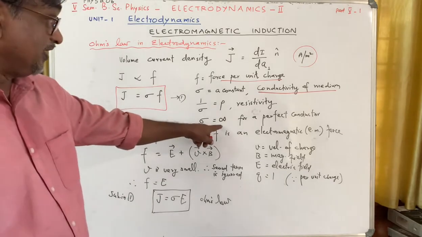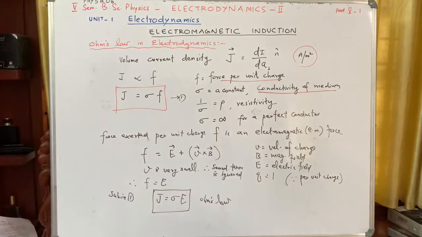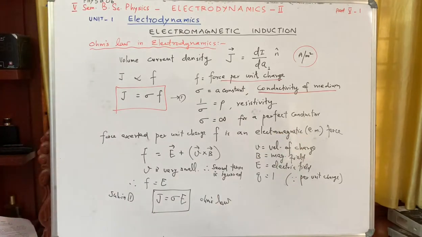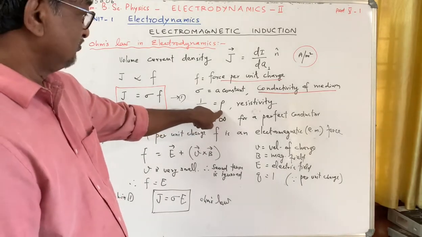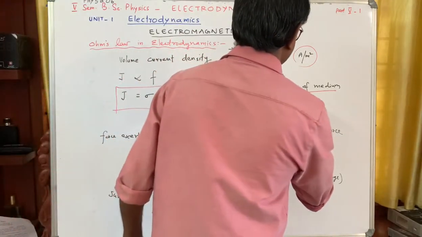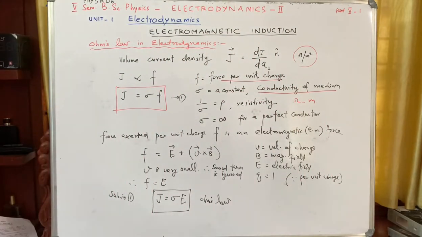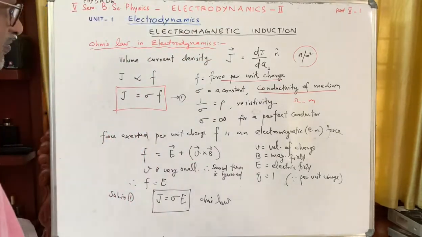When sigma becomes infinity, the conductor becomes a perfect conductor. The complete current is flowing. There is no resistivity. And the reciprocal of sigma is the resistivity, rho, and rho has the unit ohm meter. So, what is the unit of conductivity? Ohm inverse, meter inverse will be the unit of conductivity.